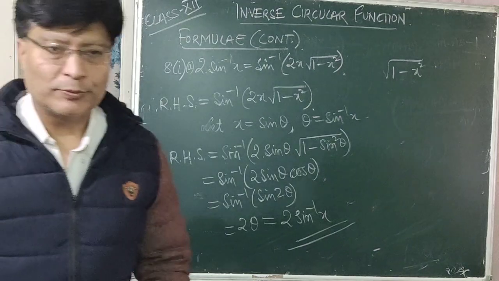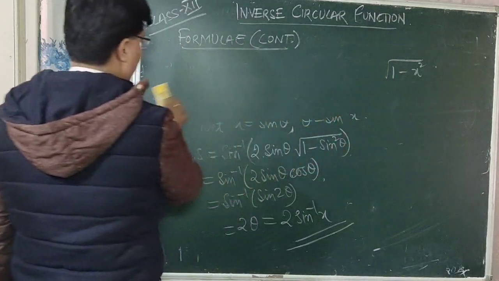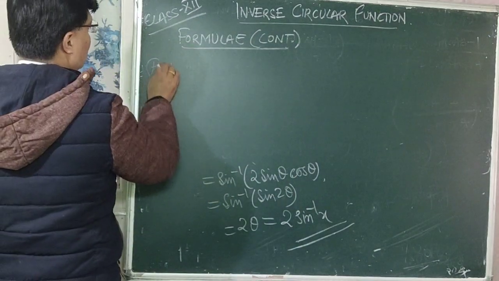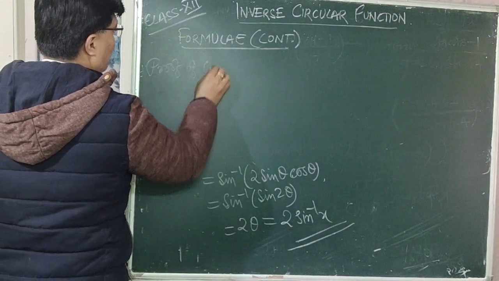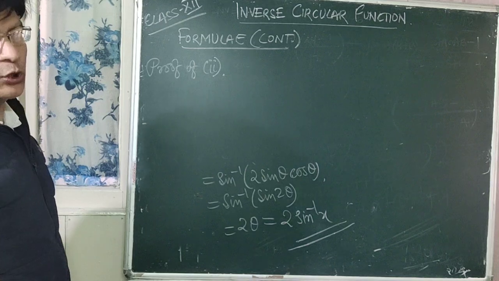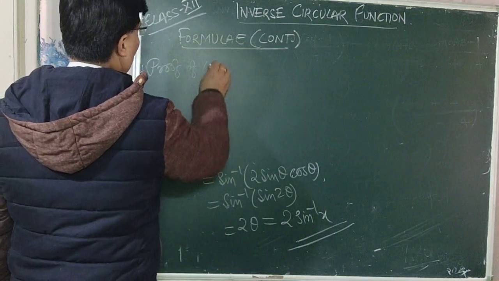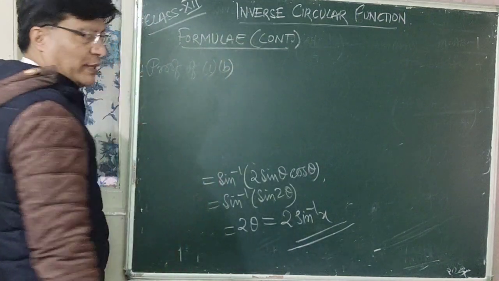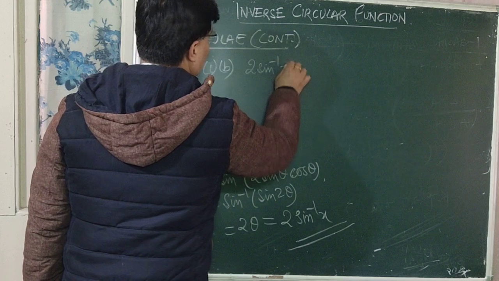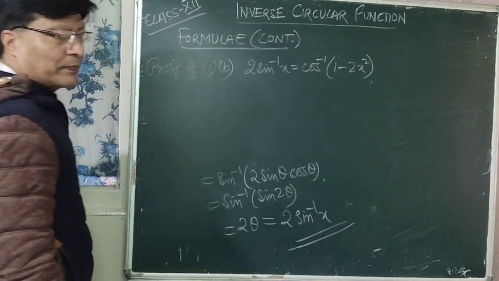So now let us prove number 2, proof of 2. Okay. Now, proof of number 2. This is proof of number 2. I think it was 1b, right? So what was the formula there? It was 2 sin inverse x is equal to cos inverse 1 minus 2x square, right?